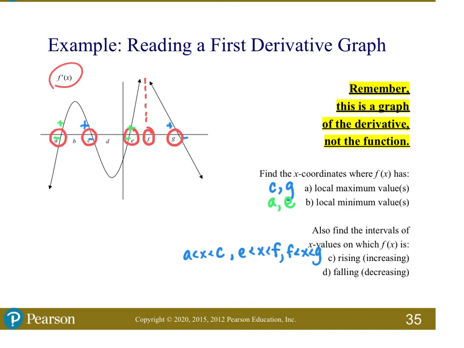The original graph will be falling whenever the derivative is negative, which means where the graph of the derivative that I'm looking at is below the x-axis. So it is below the x-axis when x is less than A, between C and E, and then when x is greater than G.